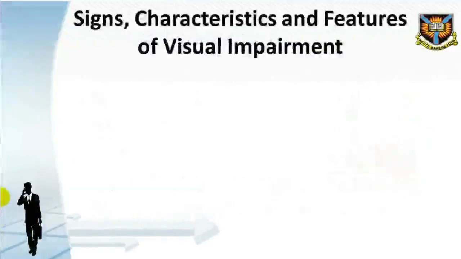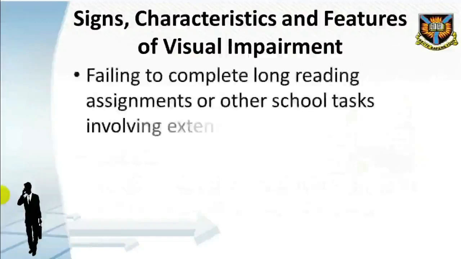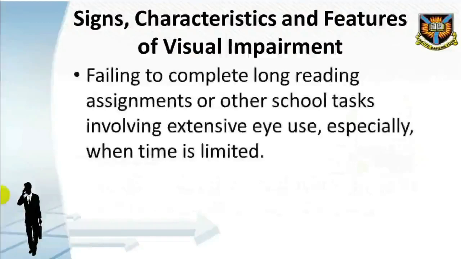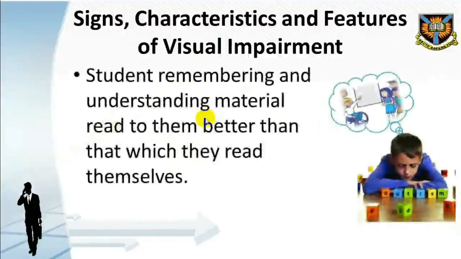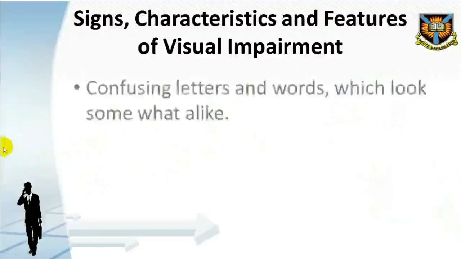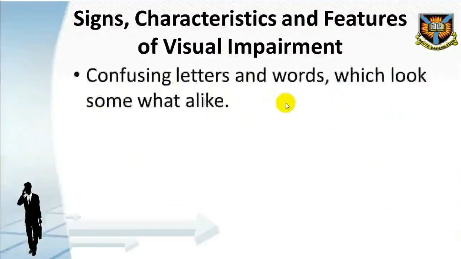Signs, characteristics, and features of visual impairment. 1. Failing to complete long reading assignments or other school tasks involving extensive eye use, especially when time is limited. 2. Students remembering and understanding material read to them better than material which they read themselves.